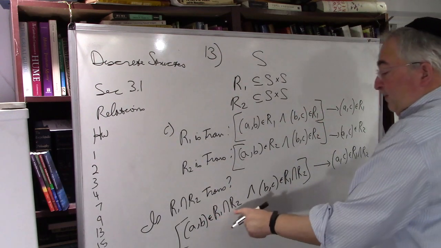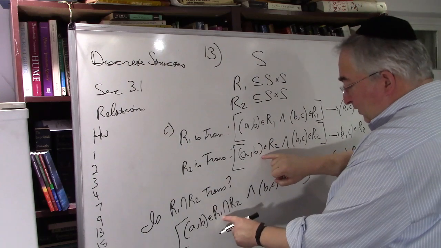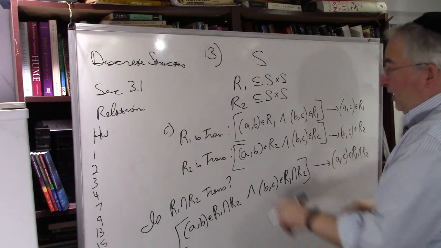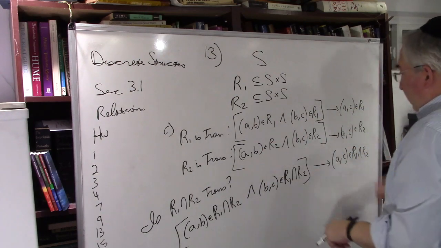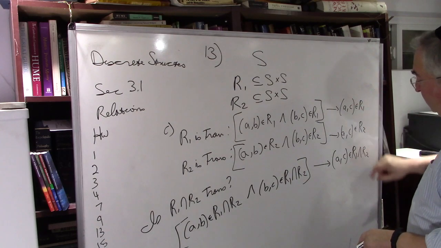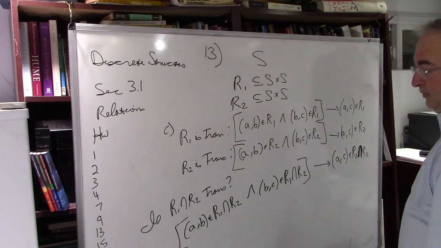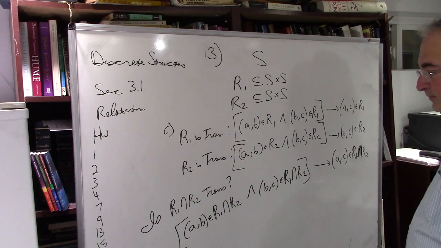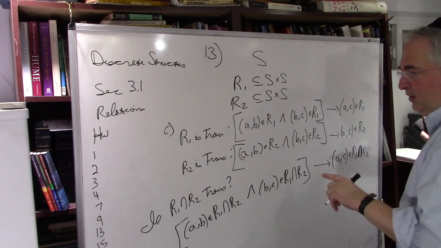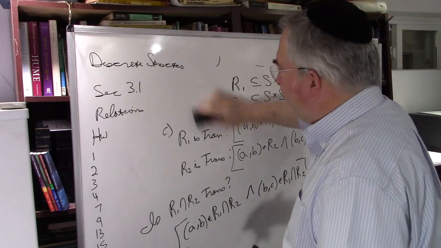Because if A comma B is in both of them, that means it's in R1 and it's in R2. And if B comma C is in both of them, that means it's in R1 and in R2. Both of these are true, therefore these two are true. And what does that mean? That means A comma C is in R1 intersect R2. So it's transitive. Lots of symbols, but the intuition is very good. Okay? Finally.